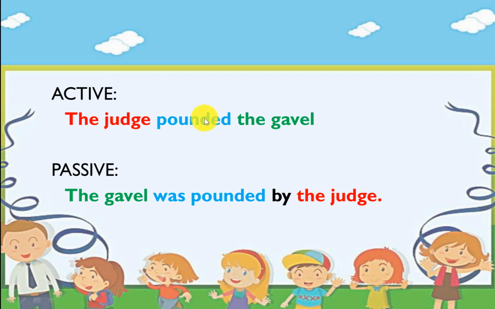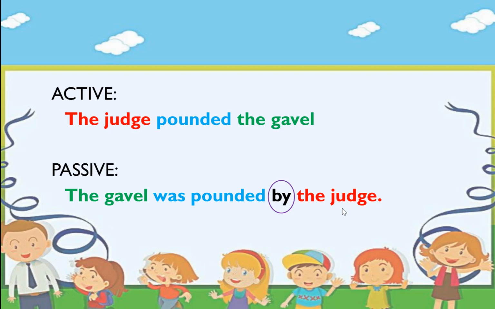And our verb pounded will become was pounded in the passive voice, since we have to use a combination of an auxiliary verb plus the past participle of our main verb. And now in here, the receiver of the action, which is the gavel, became the subject in the passive voice. And of course, we are going to add the word by, which will introduce us to our agent. Can you now see the difference?